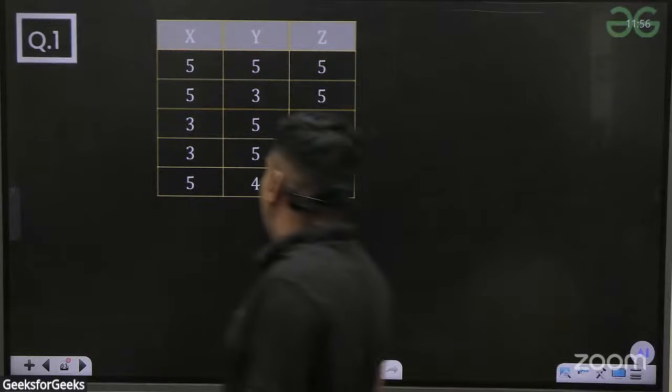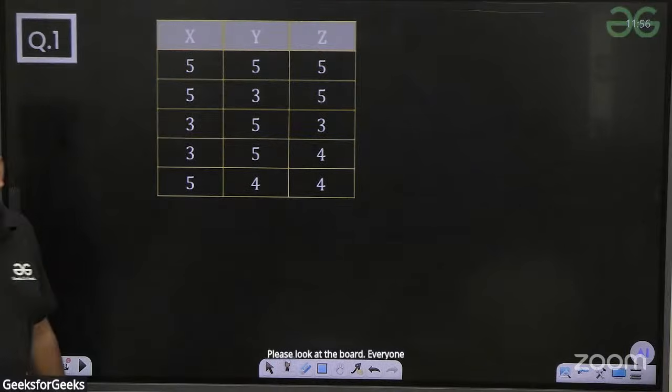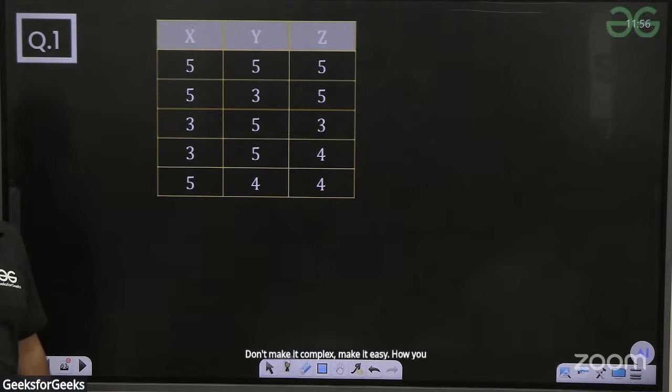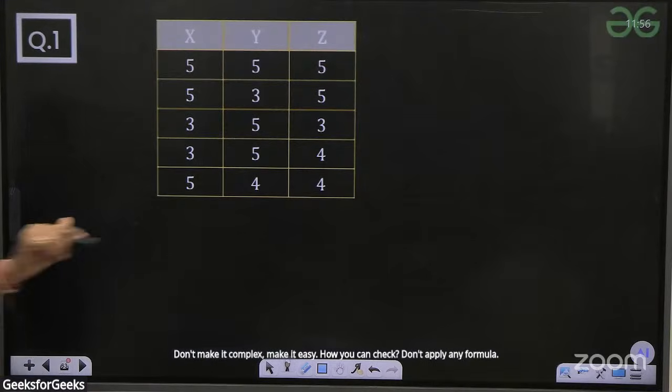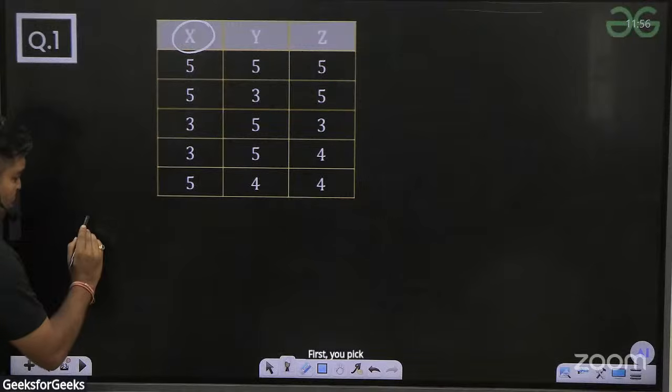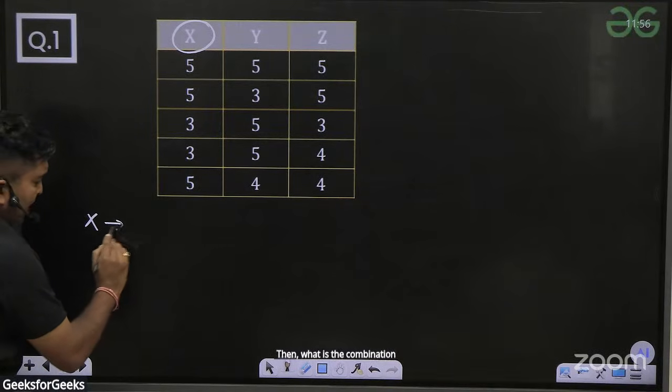Please look at the board. Everyone, don't make it big and complex. Make it easy. How can you check? Don't apply any formula. First you pick X. Then what is the combination from X?